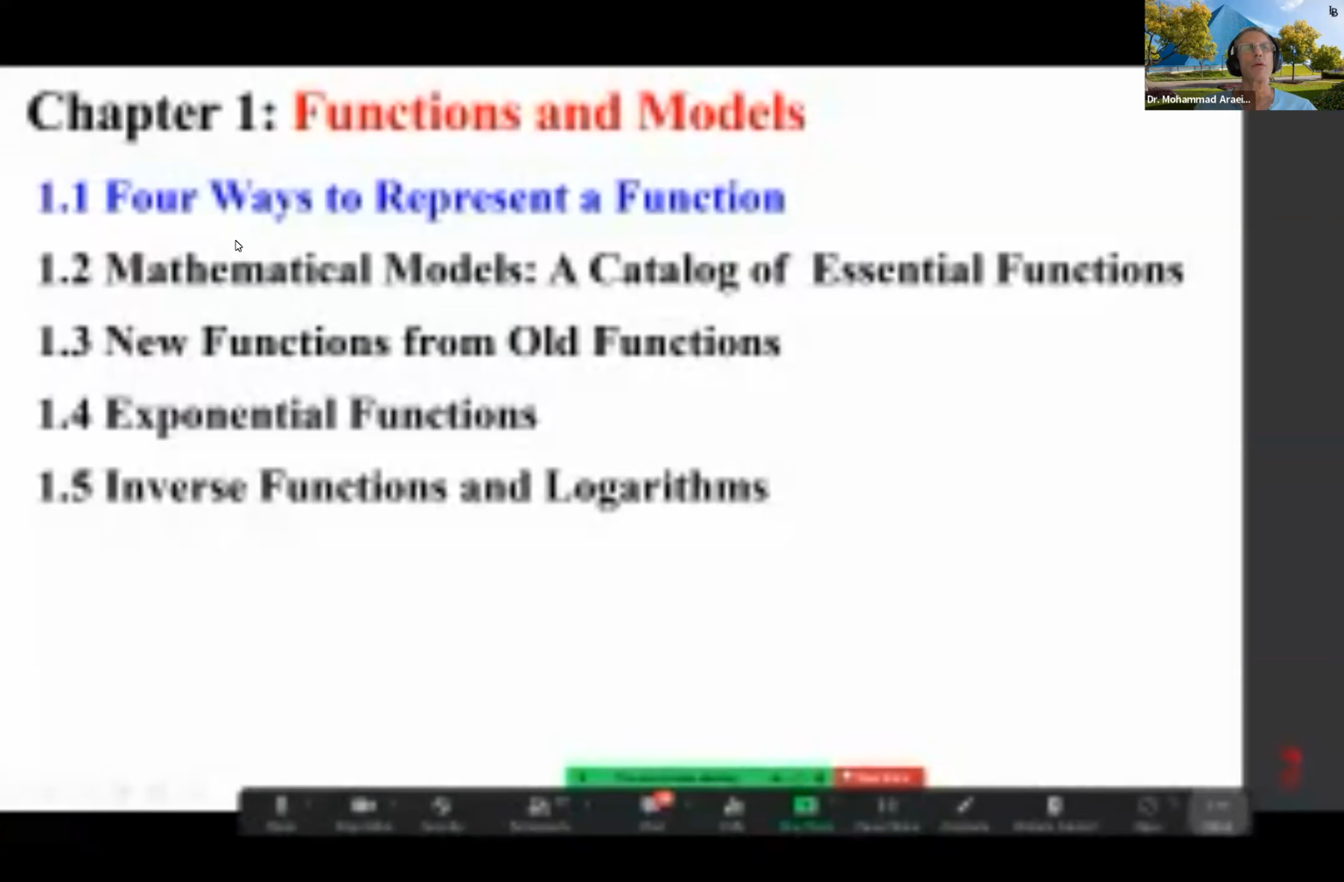So, Chapter 1 covers four ways to represent a function, mathematical models, new functions from old functions, exponential functions, inverse functions, and log functions.